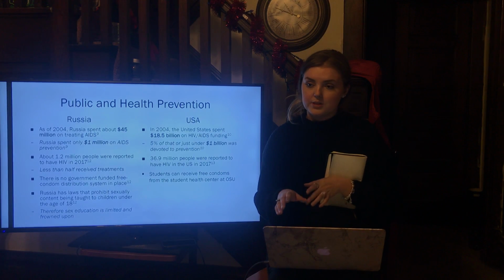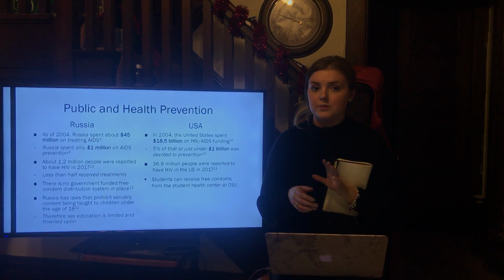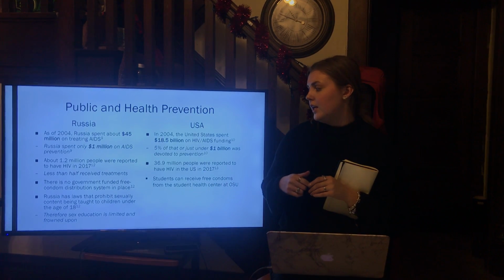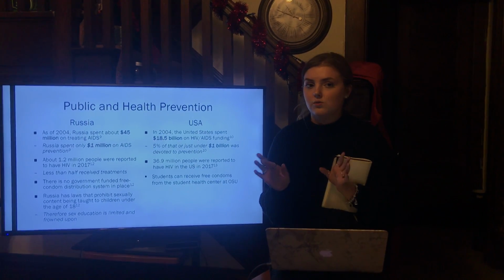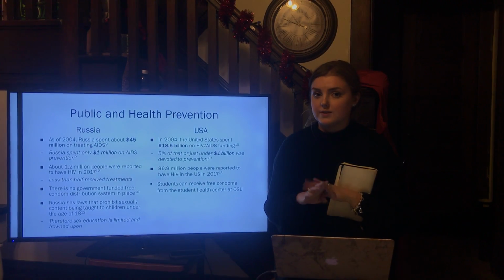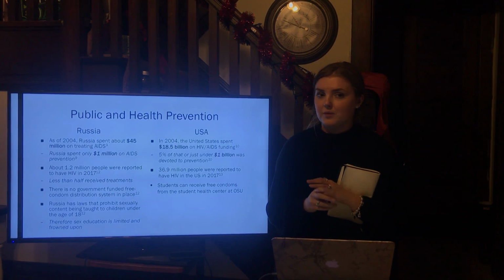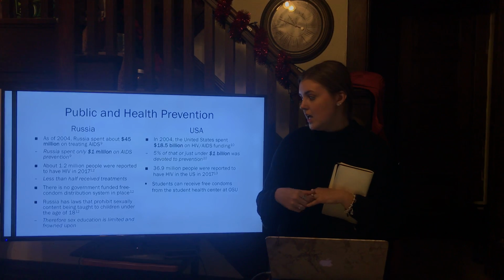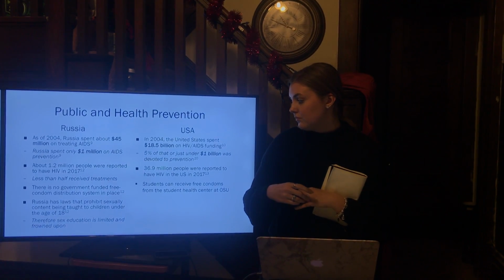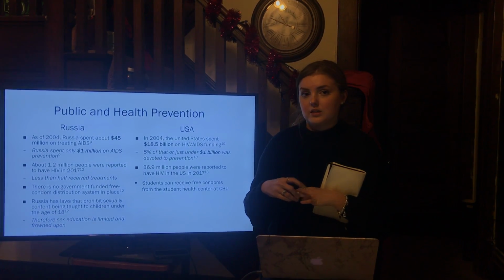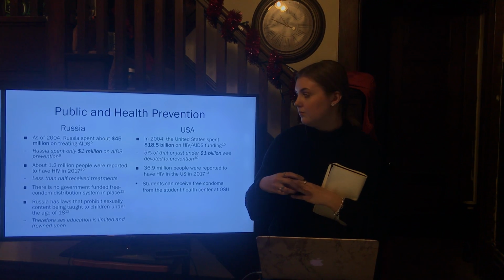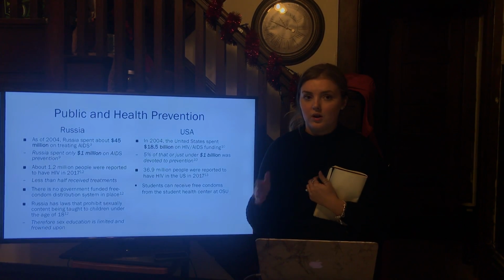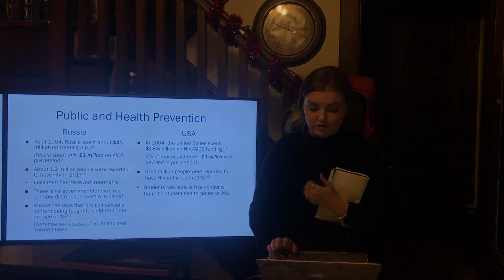But I know like at OSU, students can get free condoms at the Student Health Care Services Center. And in Russia, there's no free condom system. There's no safe sex education because it's frowned upon, so they don't teach sex education in schools, and it's like against the law. So the U.S. educates their citizens a lot more about safe sex, which can prevent AIDS.